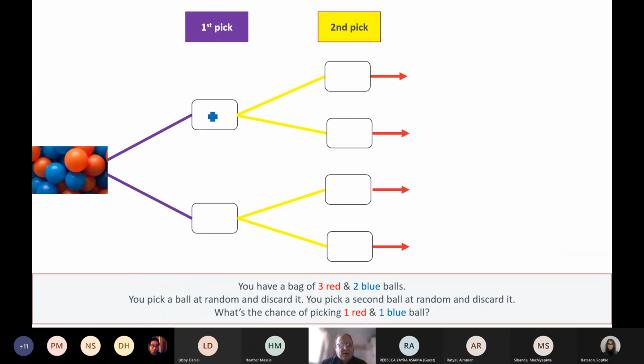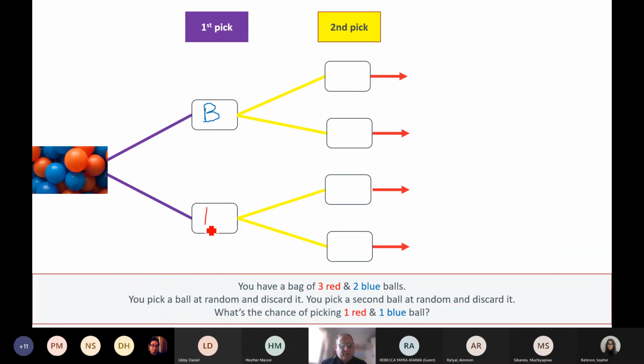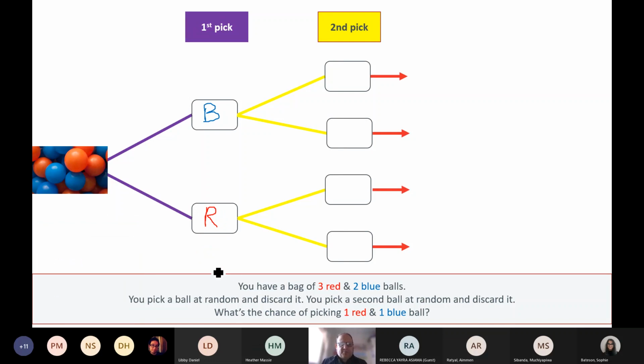So here's my first pick, and I'm going to put my hand in the bag, and I'm either going to pick out a blue ball, or I'm going to pick out a red ball. Can anybody tell me, with the scenario at the bottom again, what is the chance of me picking out a blue ball at this stage? So this is my first pick, I put my hand into the bag and pick a ball out. What is the probability, the chance, of that being a blue ball?